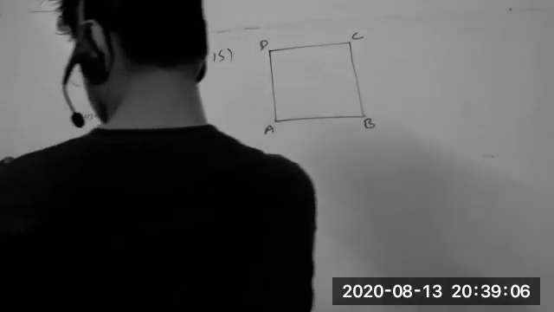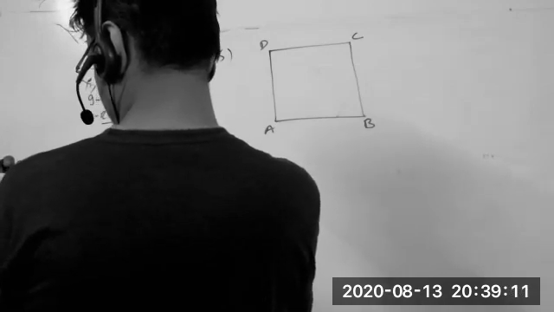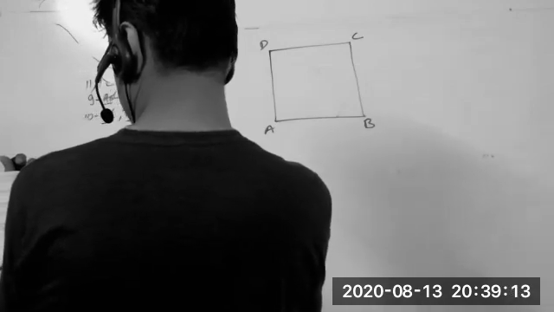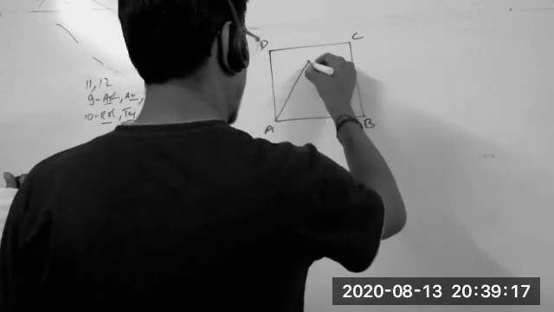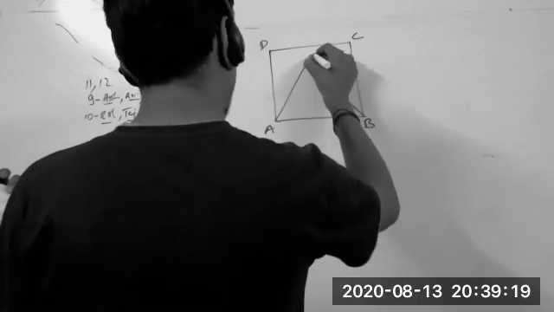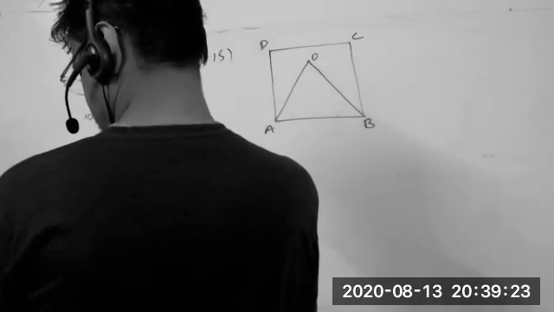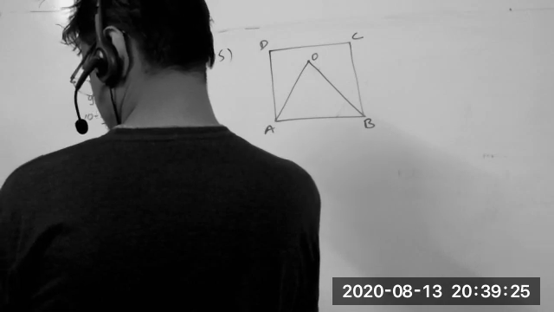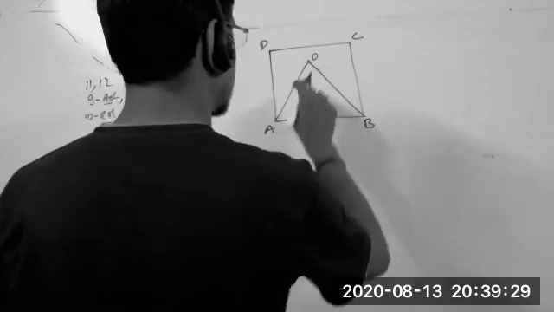O is a point in the interior of a square ABCD such that OAB is an equilateral triangle. Show that OCD is an isosceles triangle.